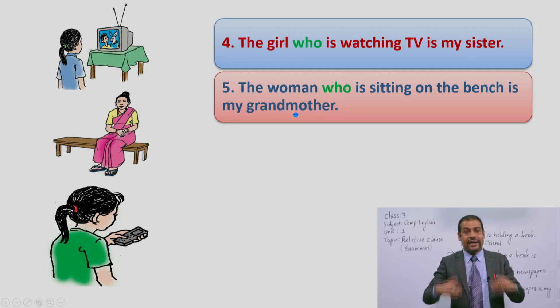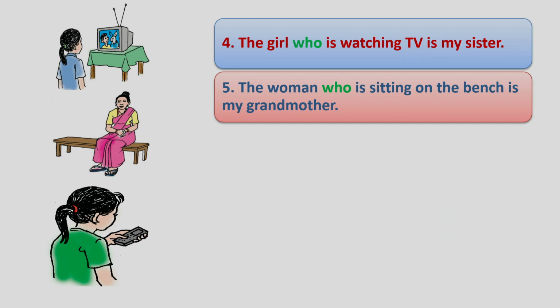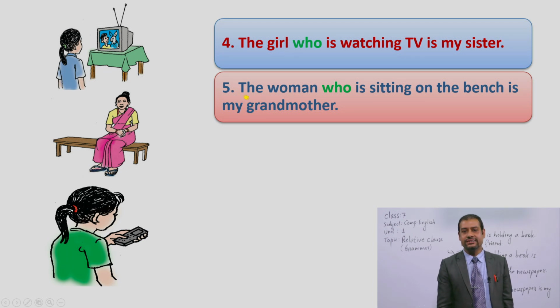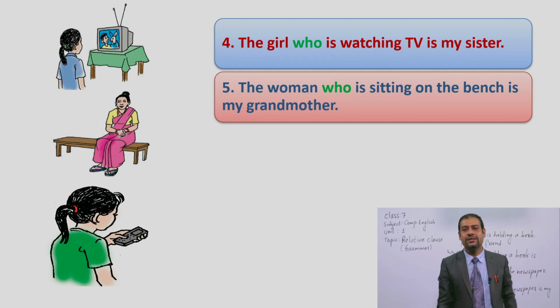Okay? So if I ask you to divide this sentence into 2 sentences, how do you divide? See, your first sentence becomes, please tell me. Yes, very good. Your sentence is, the woman is sitting on the bench. This is the first sentence, okay? Then what is your another sentence? Please tell me. Yes, very good. Your next sentence, another sentence is, she is my grandmother. And when we make these 2 sentences into one, it becomes, the woman who is sitting on the bench is my grandmother, or the woman sitting on the bench is my grandmother.